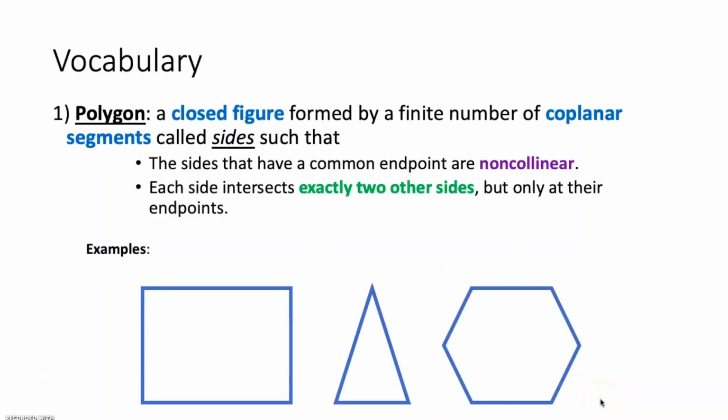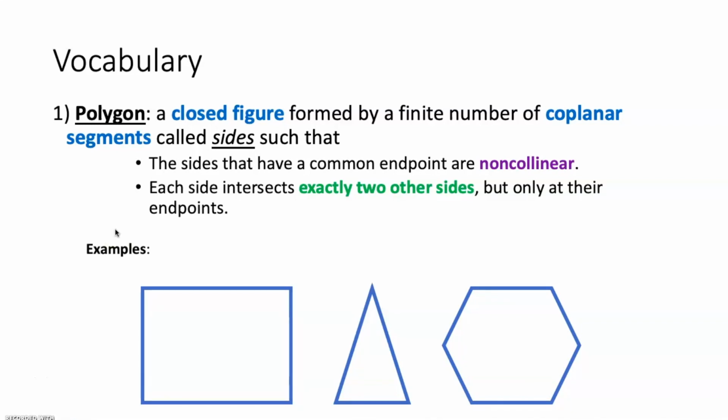First thing we're going to talk about is a polygon. That's a closed figure formed by a finite number of coplanar segments called sides, such that the sides have a common endpoint and are non-collinear, and each side intersects exactly two other sides, but only at their endpoints.